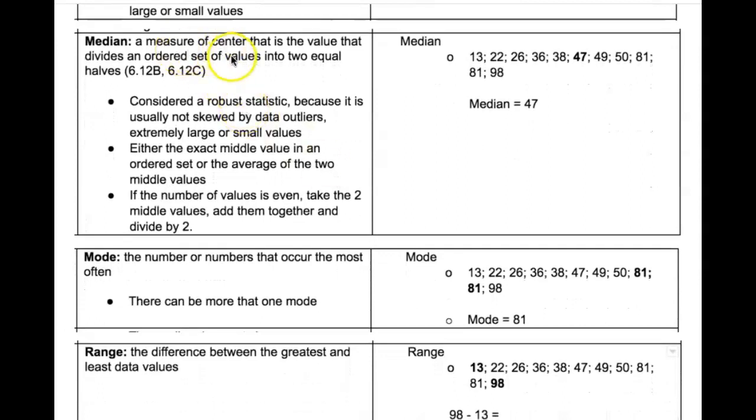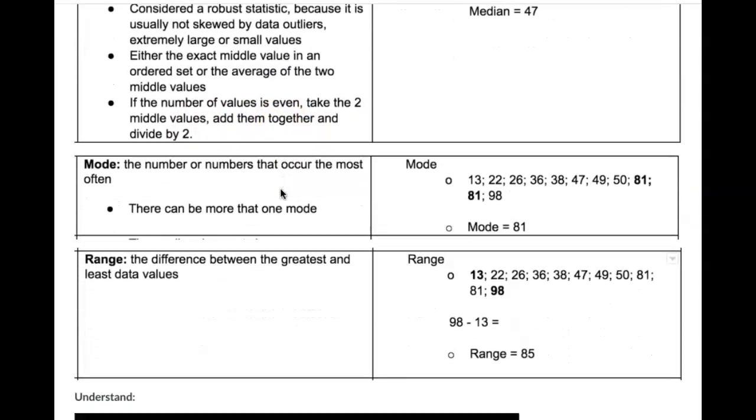Median is the piece of data that's exactly in the middle of the data set. If it's an odd number, it's going to be an actual piece of data. If it's an even number, it says right here, you'll take the two middle numbers, add them together, and divide by 2. Okay, we're going to practice that in a moment.